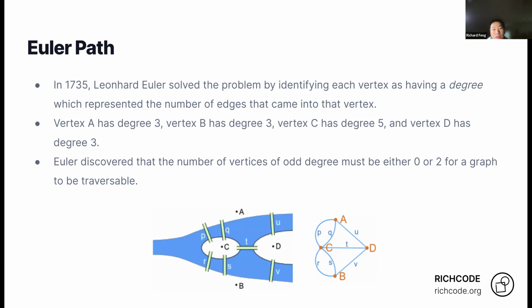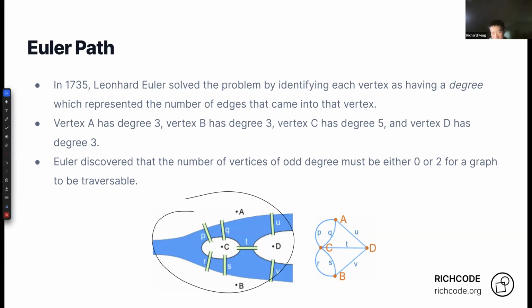And also, by the way, this is the original diagram of the city, but we can simplify it into a graph. These are equivalent. So vertex A has degree 3 because there are 3 edges that go into vertex A. And vertex B also has degree 3. Those are the paths that lead to vertex B. Vertex C has degree 5, and vertex D has degree 3.